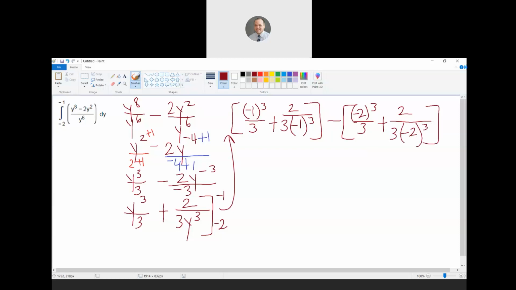And at this point, it just becomes basic arithmetic. In the first pair of brackets, -1 cubed is -1. So we have -1/3. Right here, this will also become -1. So +3 times -1 gives us -3. So that becomes -2/3.